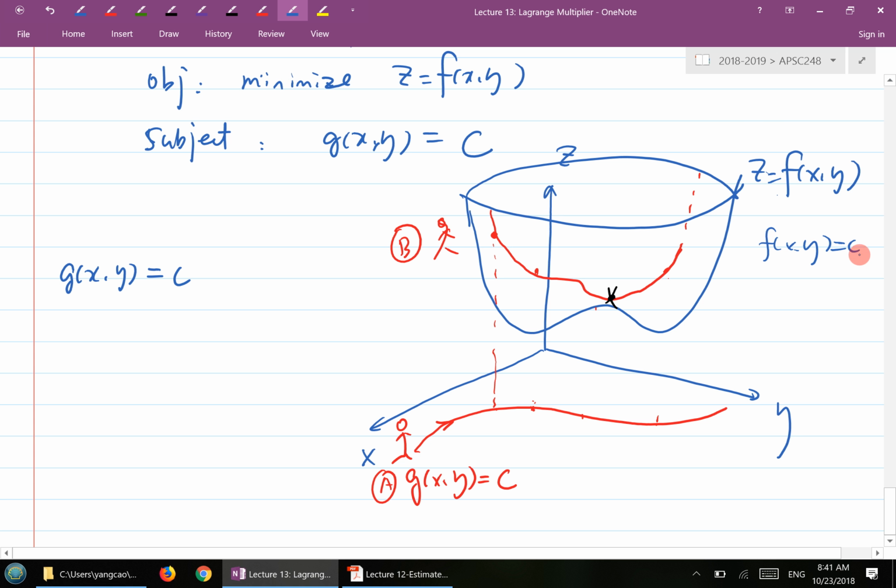Now if you think backwards, if I give you, instead of f here, let's say g. If I give you g of x, y equal to c, okay? Now you can also think of it as a level curve of a certain surface, z equal to g of x, y. That makes sense, right? So this is a curve, but you can always think of it as a level curve of another surface, z equal to g of x, y.